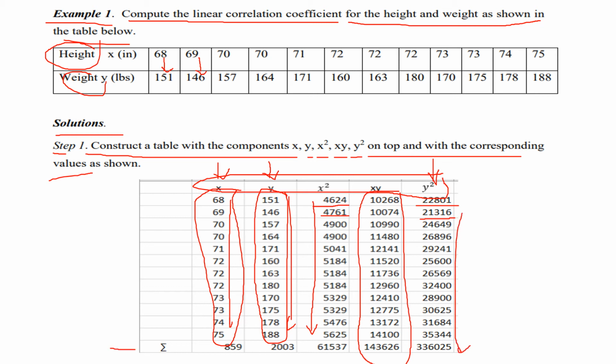And for this last row, as you can see in the table, that will be the summation of all values under each column. We simply get the total of the values under each column. So that will be the summation of x, summation of y, summation of x squared, summation of xy, and summation of y squared, that we really need to compute, because we're going to substitute these values to our given formula for the Pearson correlation coefficient.